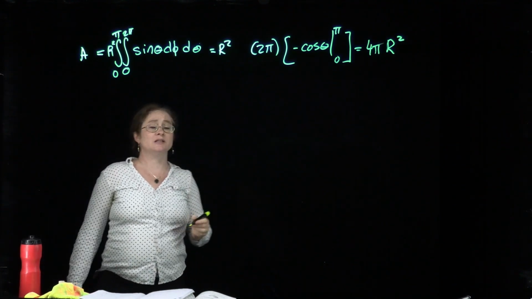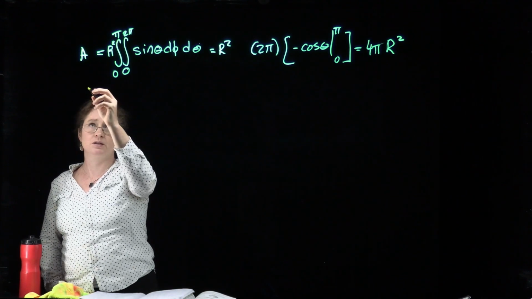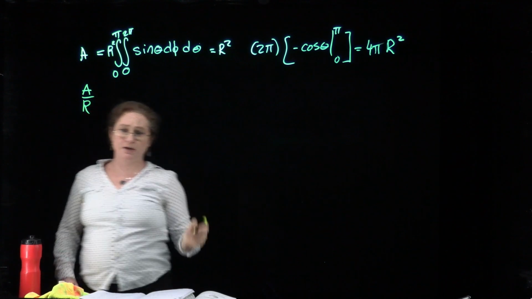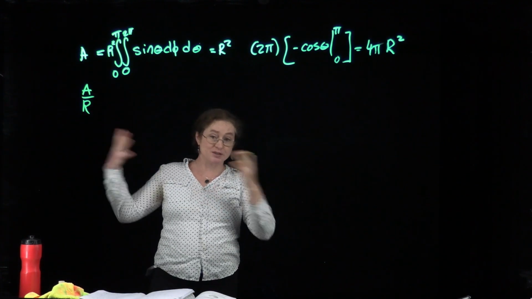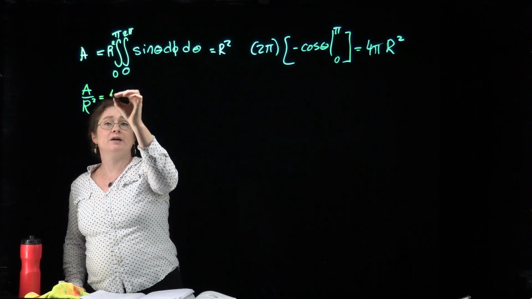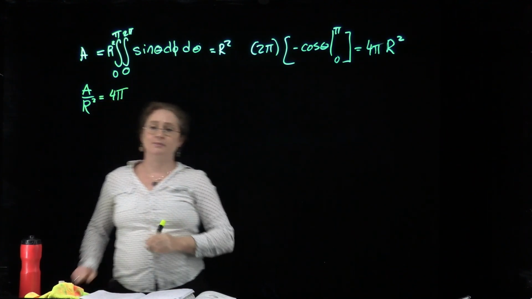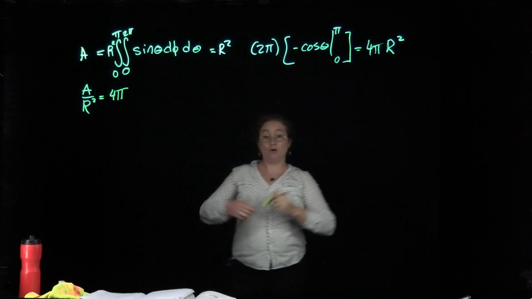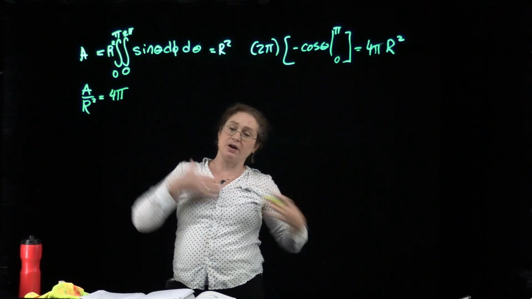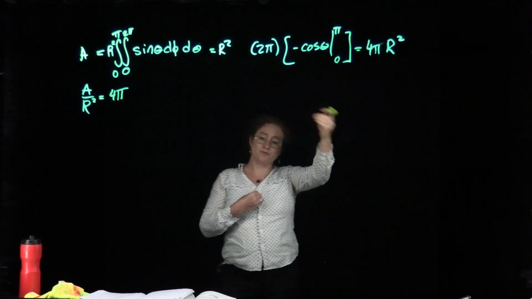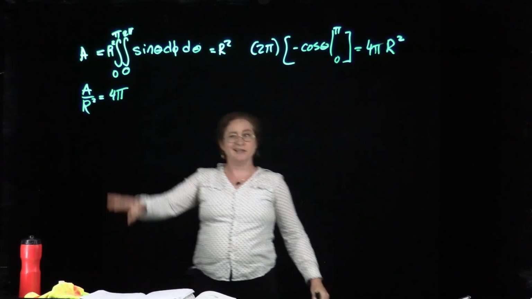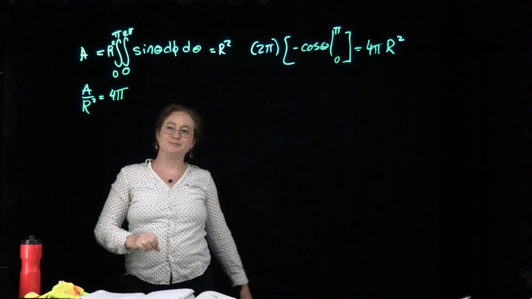So then you can create a dimensionless quantity if you're talking about the surface area of a sphere. A over r squared is 4 pi. So no matter how far you are from the center of a sphere, the area divided by the radius squared is always going to be 4 pi.